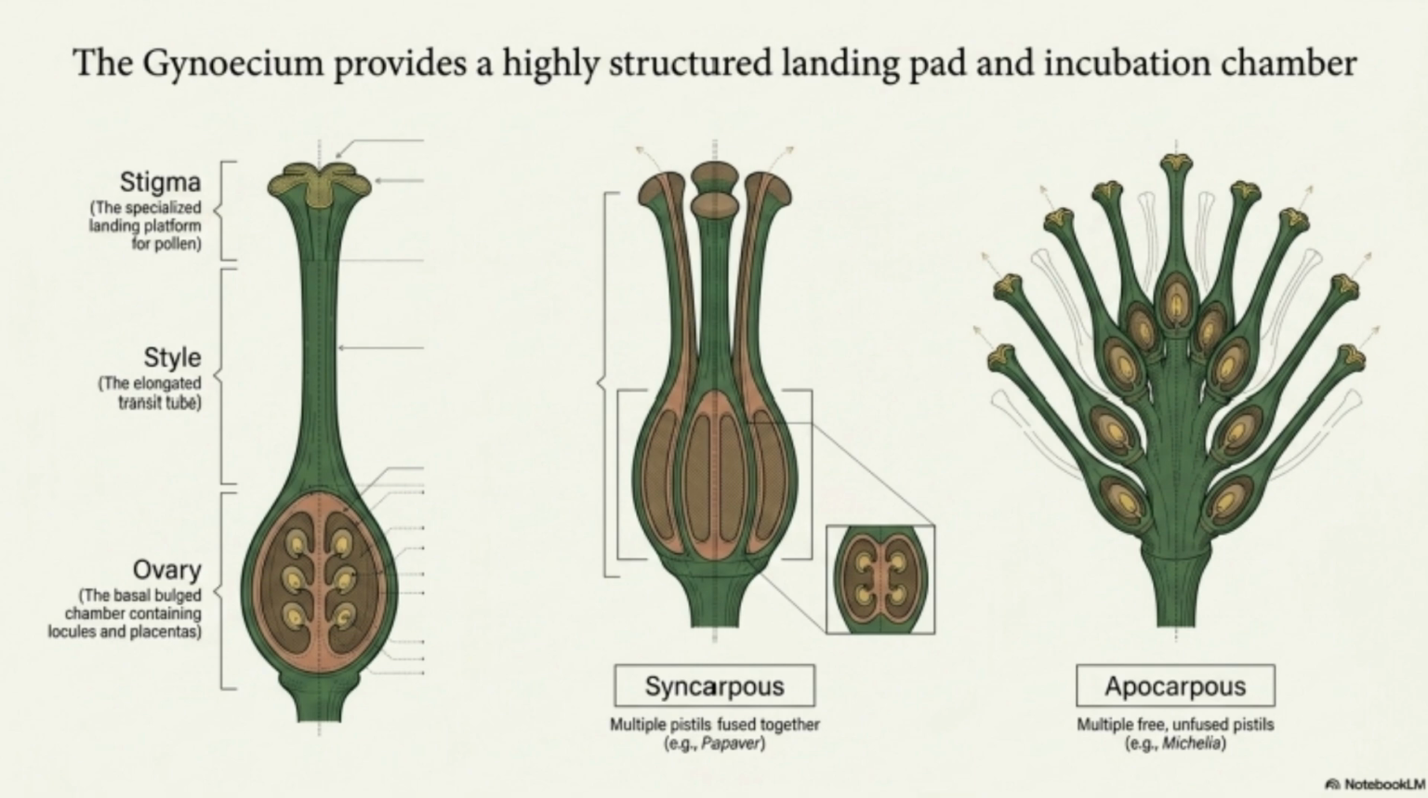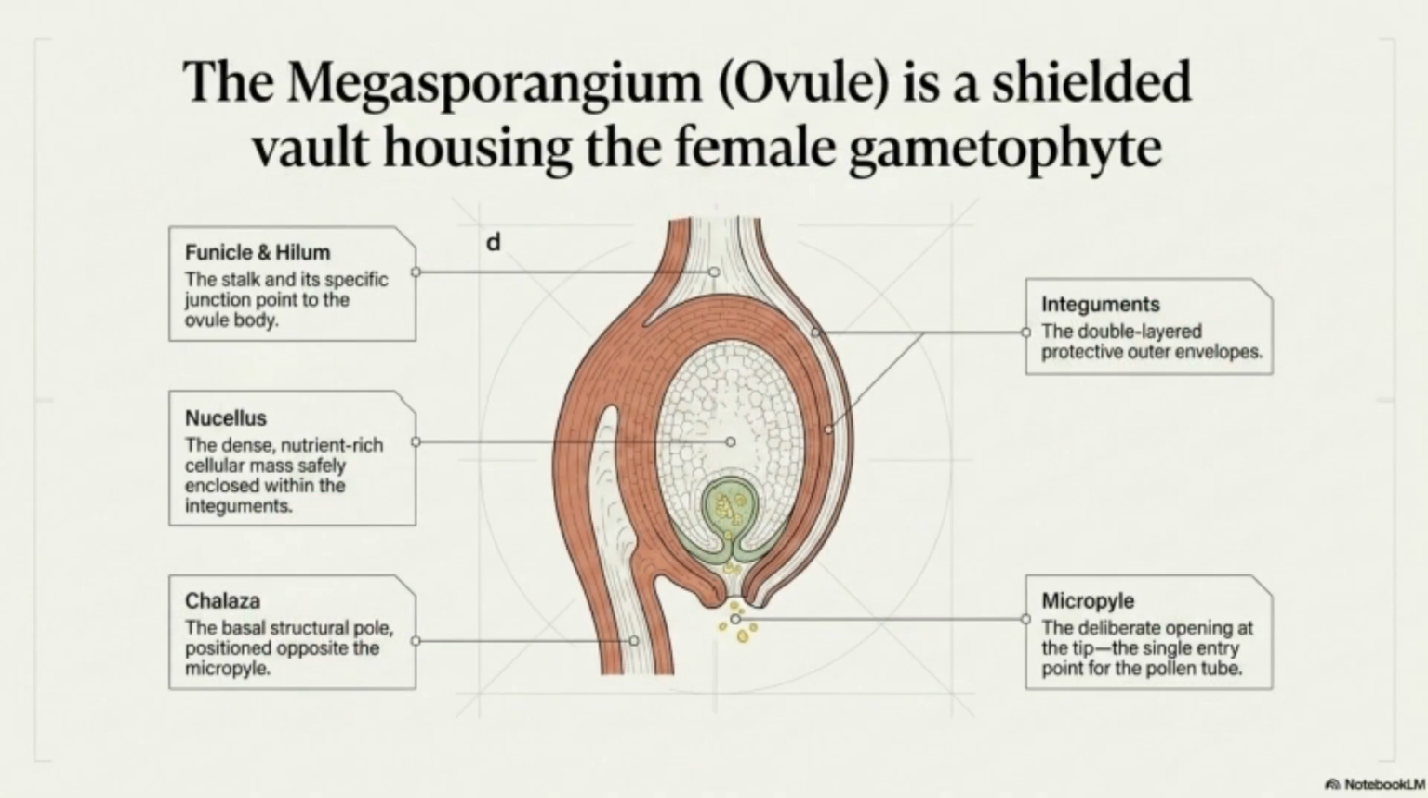Nestled safely inside the ovary is the megasporangium, commonly known as the ovule. Think of it as a highly shielded vault. It attaches to the placenta by a stalk called the funicle, and the point where the stalk joins the main body of the ovule is the hilum. The vault is protected by double-layered outer envelopes called integuments, which safely enclose a mass of nutrient-rich cells called the nucellus. At one end, there is a tiny, deliberate opening called the micropyle.